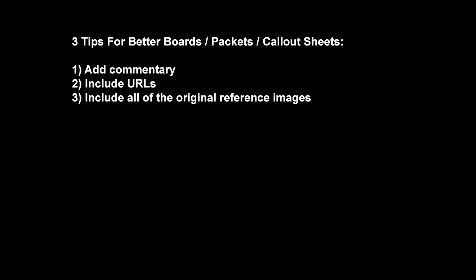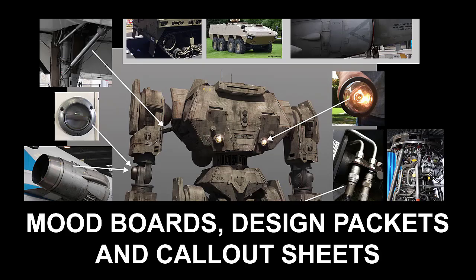Then include URLs. If you're using reference from other films, games, or from the internet, include the name of the film or game, or the URL that you got the image from, so that the artist can use that as a springboard to find more reference for themselves. And then number three, high-res originals. As well as including the final mood board, include all the original reference images that you used to make the mood board, since they might be higher resolution than the images that were included in the board.